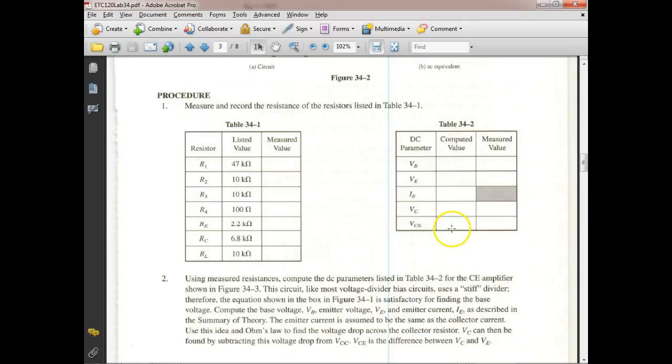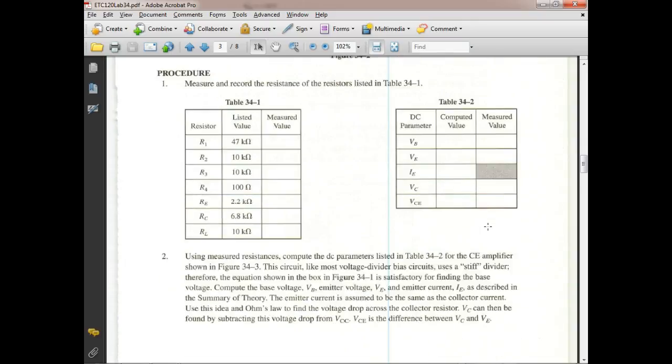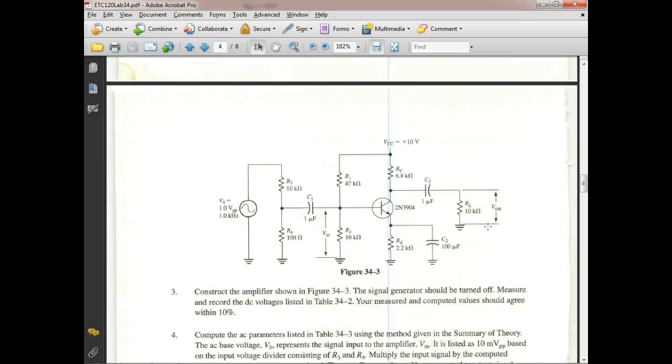And VCE we calculated to be what? 5.7. It measured 5.1. Okay. So that was really neat in that we did our math, and then we went in and made our measurements, and we came up and got that right.